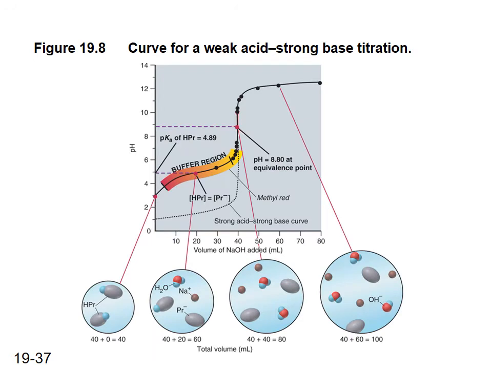Here shows the curve for a weak acid, strong base titration. For example, the strong base may be sodium hydroxide, and the weak acid may be propanoic acid. So we add hydroxide into propanoic acid to titrate the solution. And for comparison purposes, we add a dotted line to show the strong acid, strong base titration curve that you have already seen. If you compare these two, you will see some similarities and some differences.